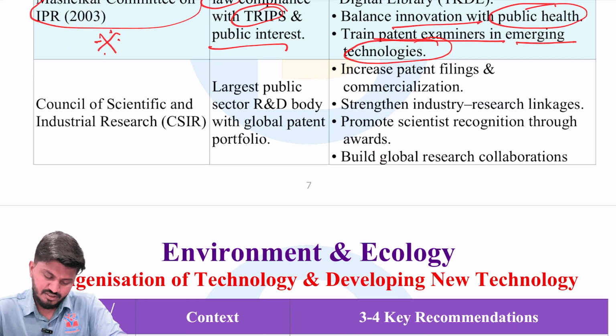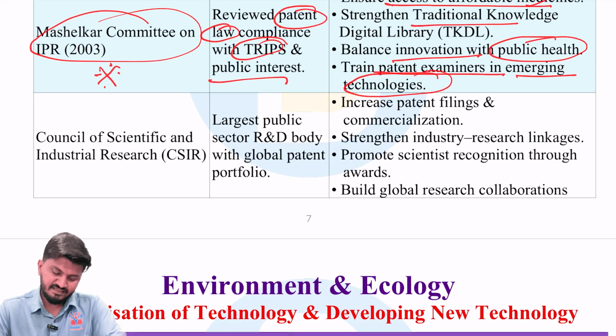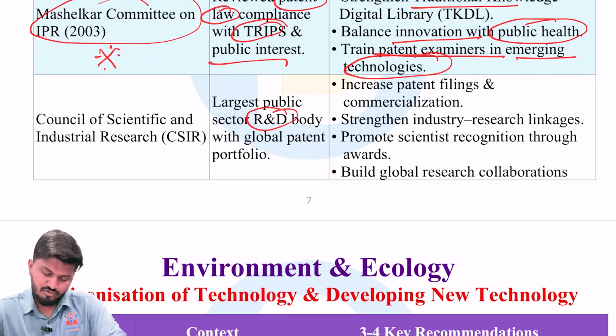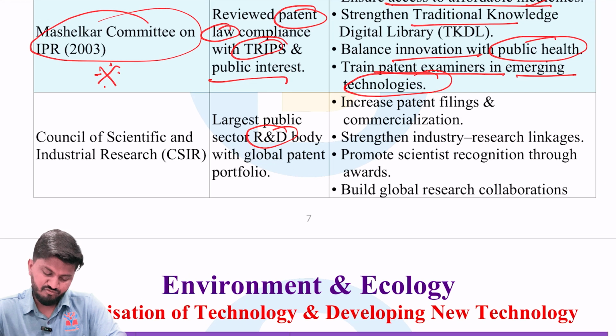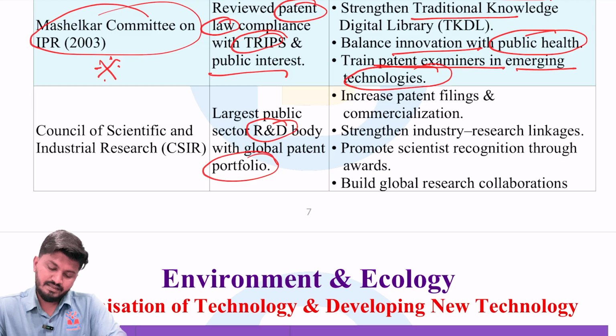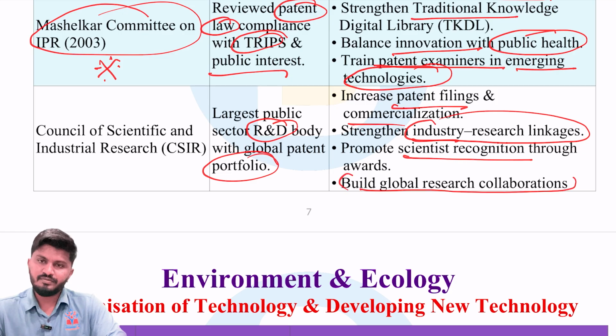Okay, next is the CSIR, that is the Council of Scientific and Industrial Research. It is the largest sector research and development body with a global patent portfolio. Okay, next recommendations are increase patent filings and commercialization, strengthen industry research linkages, promote scientist recognition through awards and build global research collaboration.